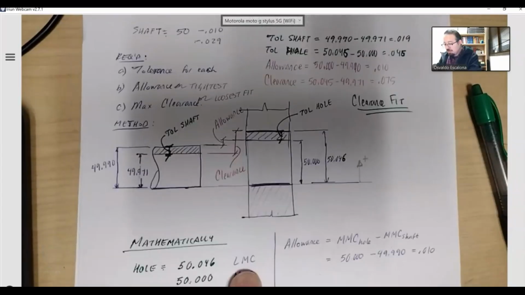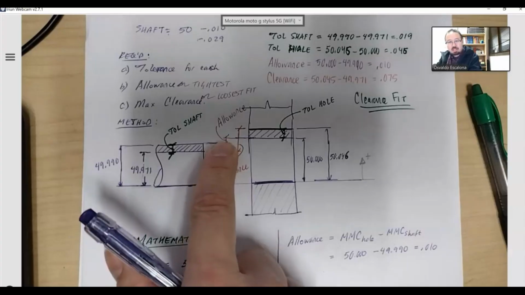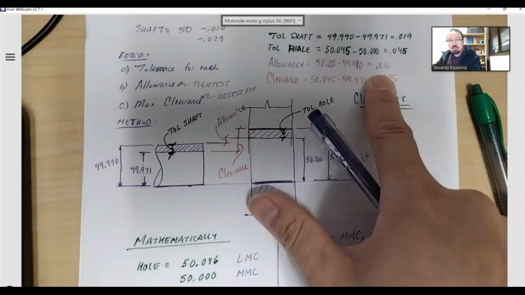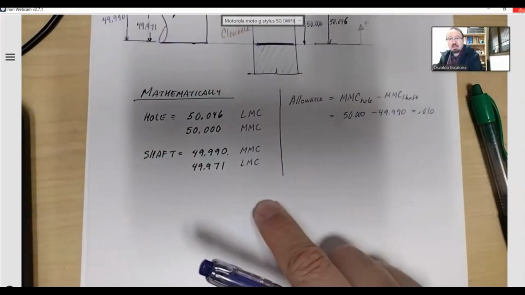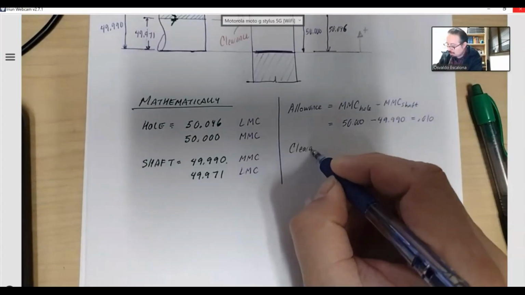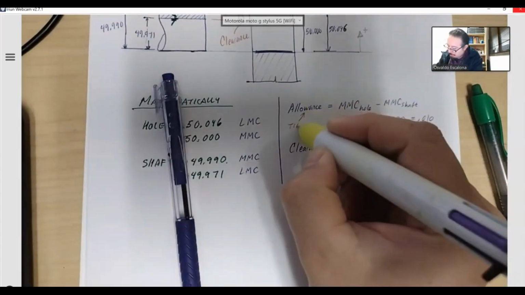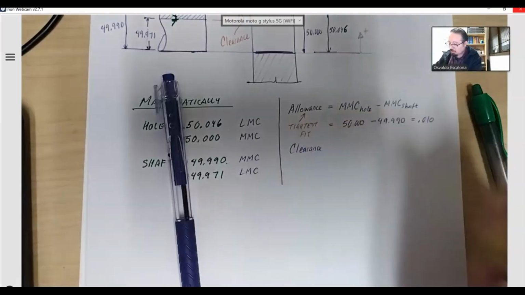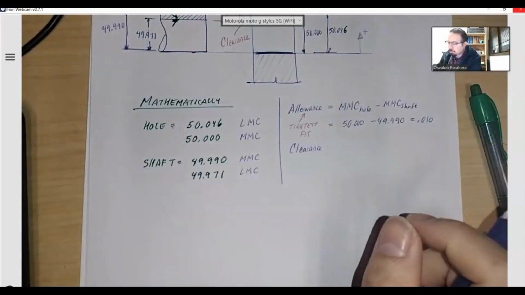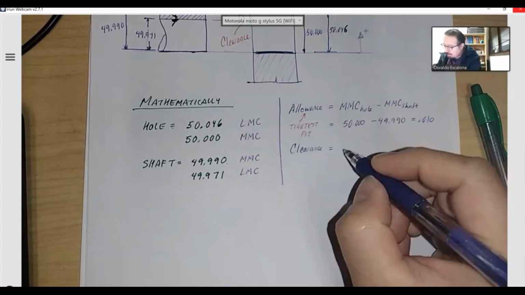I don't know if you guys remember, this is the allowance, this little doohickey right there. Again, it gets calculated by doing 50 minus 49.990, which is what we got then over there. All right, same concept. We're just doing it by math. Let's do the clearance. Remember that the allowance stands for the tightest fit. What about the clearance? For the clearance, you replace all the MMCs by the LMCs.